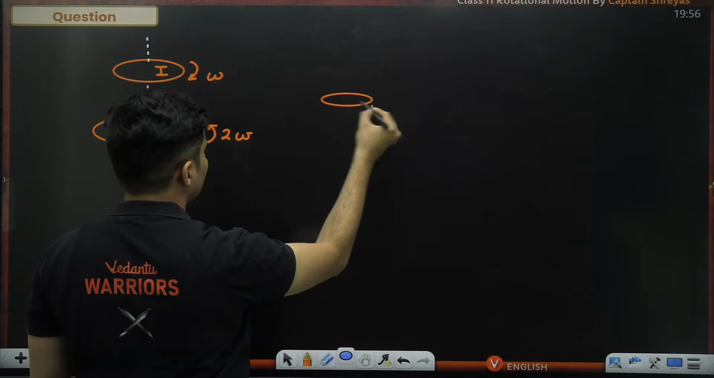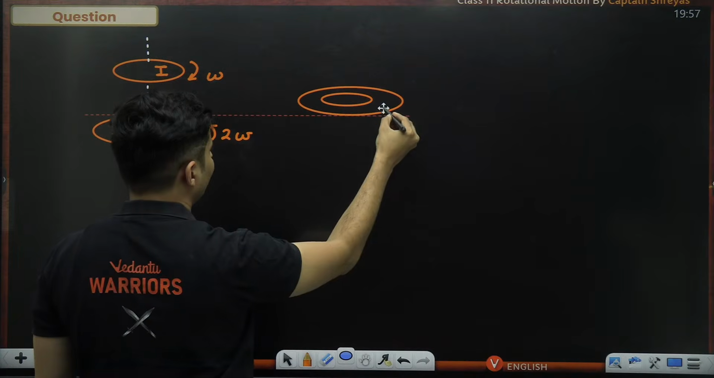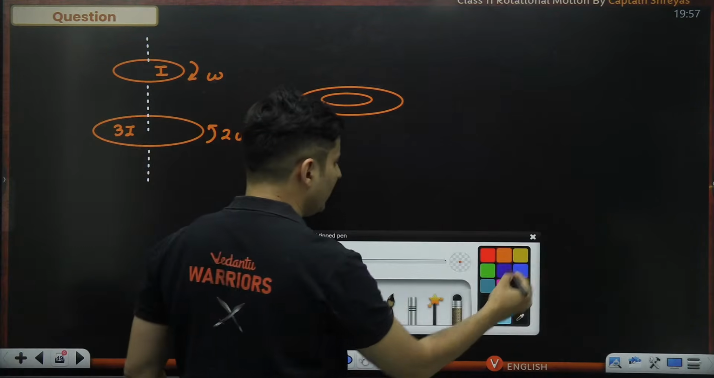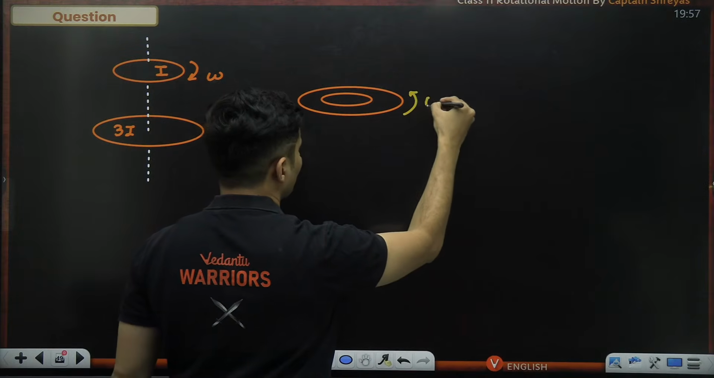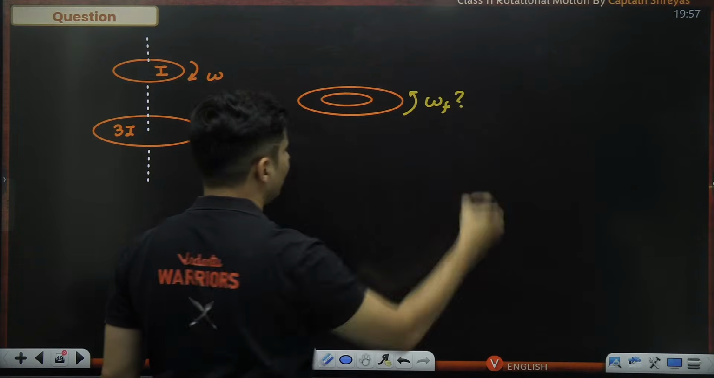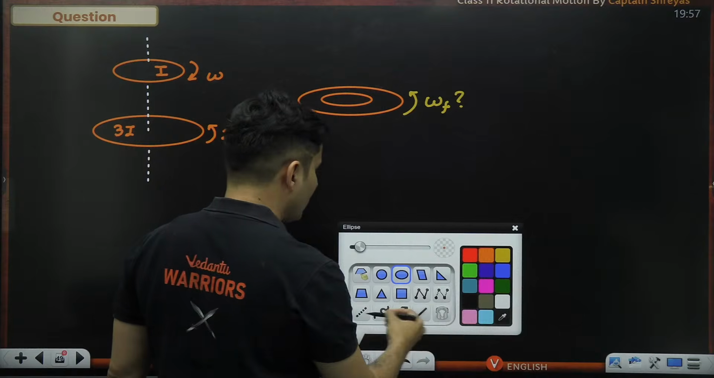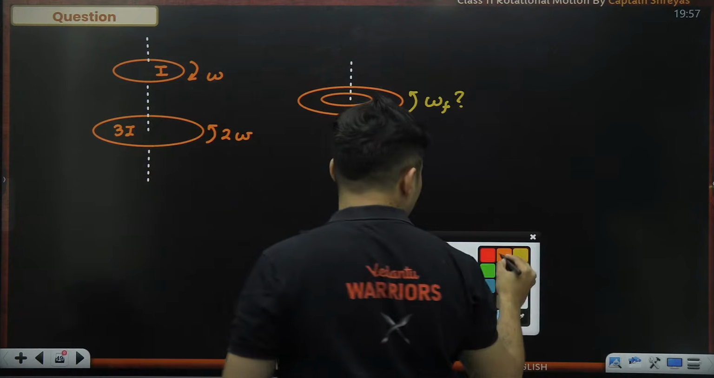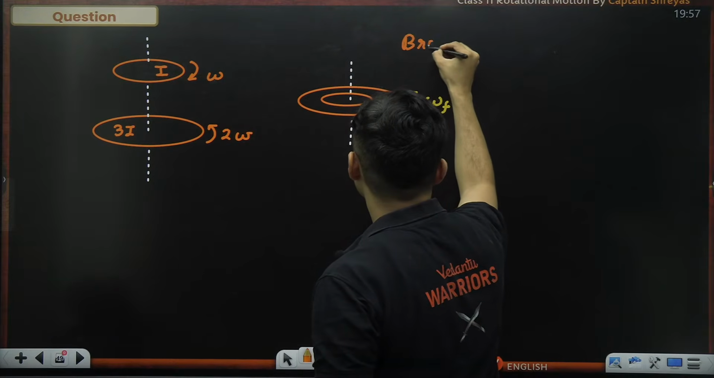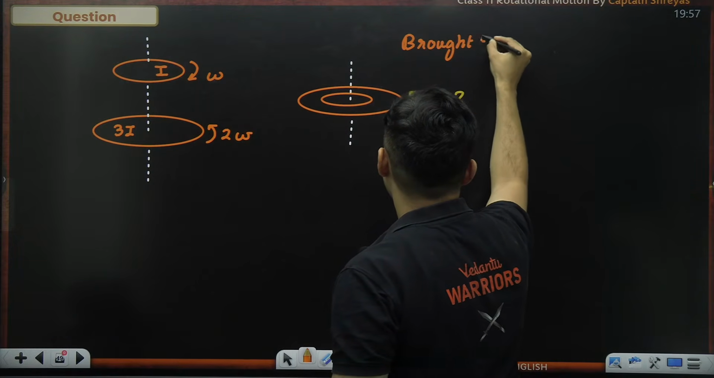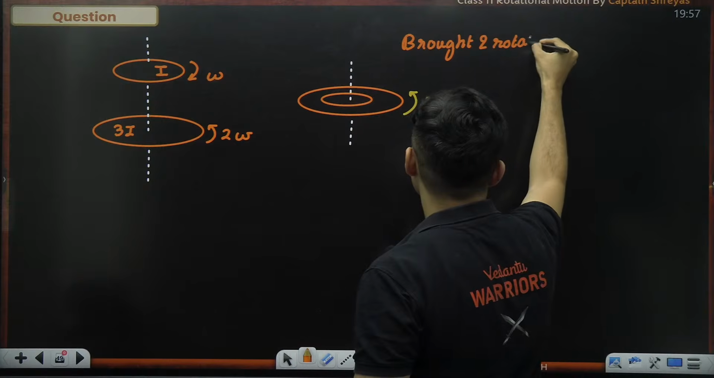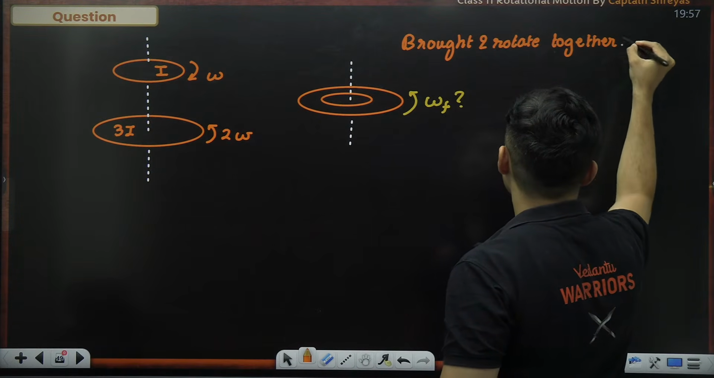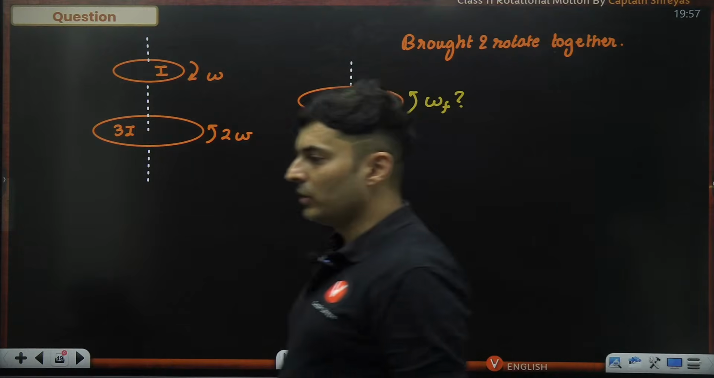They will rub against each other, and they will now move with one common velocity, because this one is bigger, this has more velocity. So eventually they will end up moving like this. So the question is, what is their final angular velocity once they are brought together and they rotate together as one single chunk? Find that angular velocity.